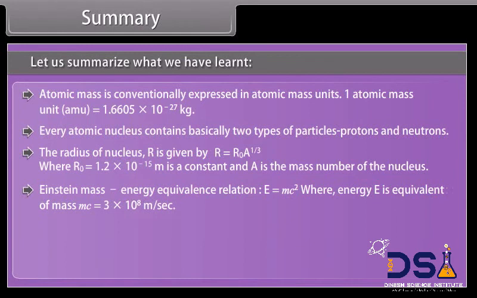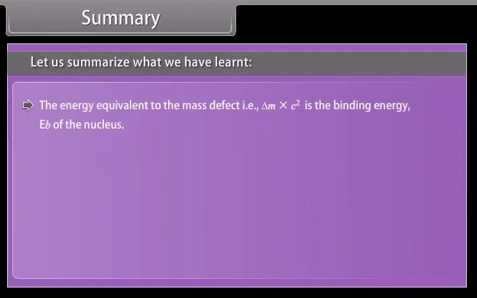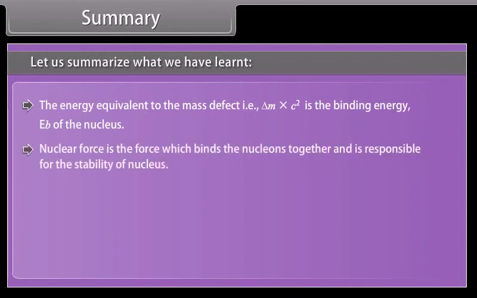The mass of a stable nucleus is less than the total mass of its nucleons. This difference Δm in mass is called mass defect. The energy equivalent to the mass defect, that is Δm c², is the binding energy, Eb, of the nucleus. Nuclear force is the force which binds the nucleons together and is responsible for the stability of the nucleus.